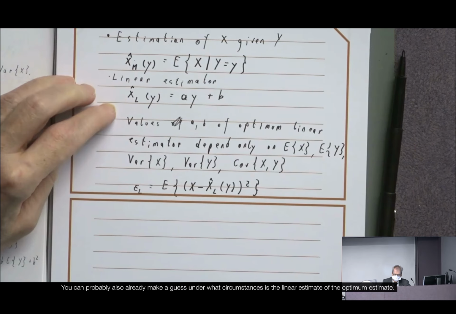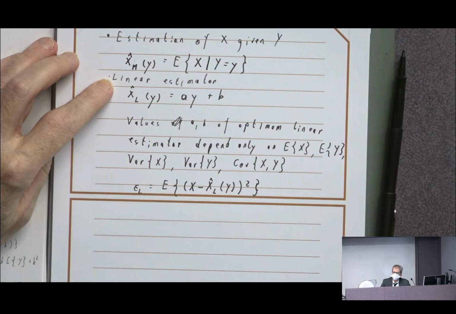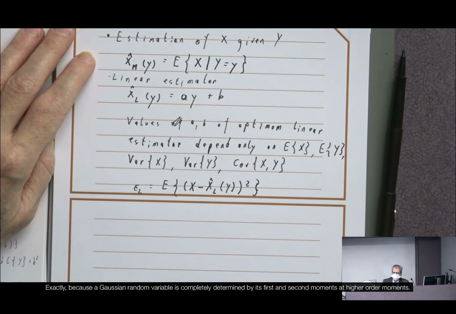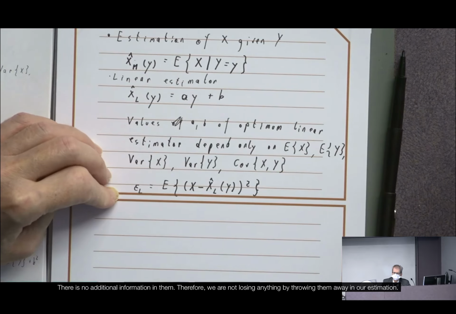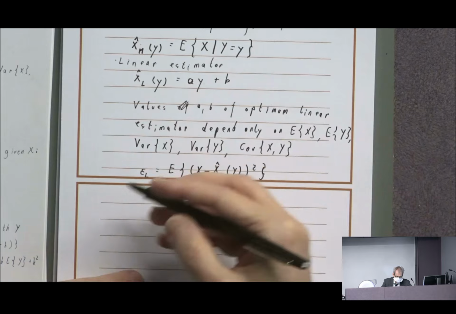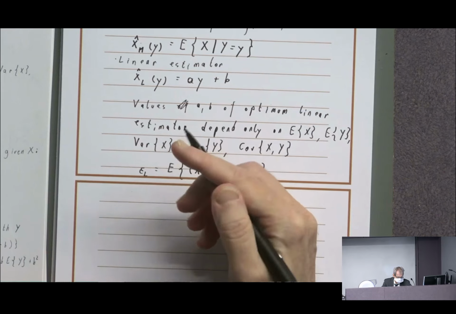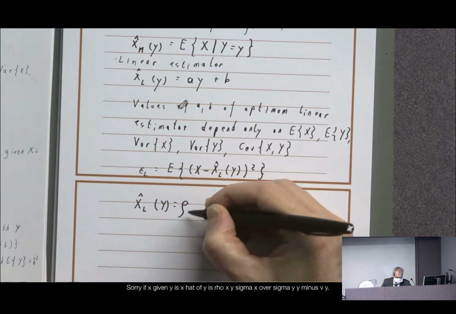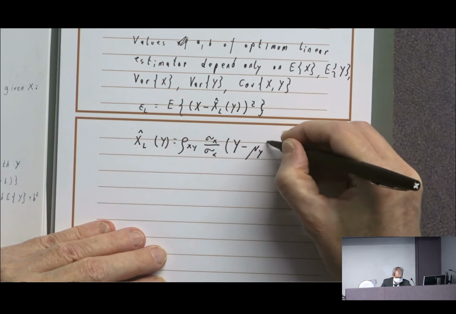You can probably also already make a guess under what circumstances the linear estimator is the optimum estimator. Gaussian, exactly, because a Gaussian random variable is completely determined by its first and second moments. At the higher order moments, there is no additional information in them. Therefore, we are not losing anything by throwing them away in our estimation. And so the optimum linear MSE estimator of x given y, x hat of y, is rho xy, sigma x over sigma y, times y minus v y, plus v x.